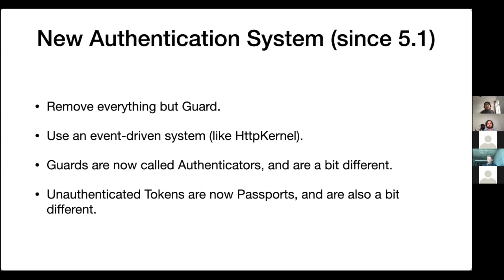And guards are now called authenticators and are a little bit different. The core concept is still the same: the important parts of your own authentication logic in one spot, with just a few minor API changes to make it work a bit better. And unauthenticated tokens are now called passports. And they're also a little bit different.